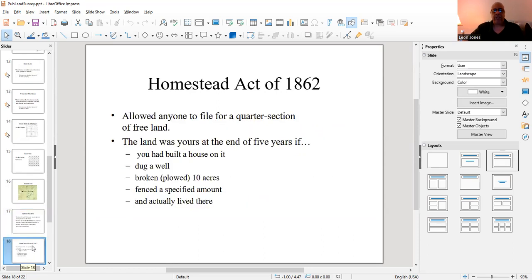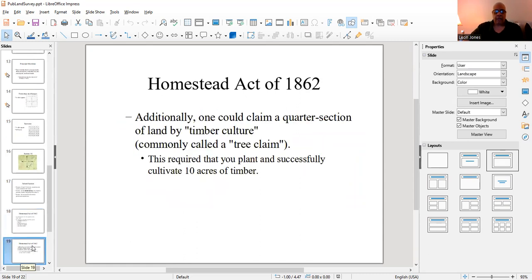The Homestead Act of 1862 allowed everyone to file for a quarter section of free land. The land was yours at the end of 5 years, if you had built a house on it, dug a well, plowed 10 acres, fenced a specific amount, and actually lived on that land. Additionally, one could claim a quarter section by timber culture, also called a tree claim. This required that you plant and successfully cultivate 10 acres of timber.